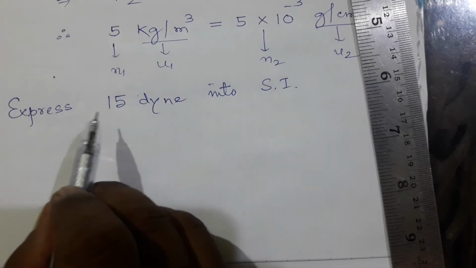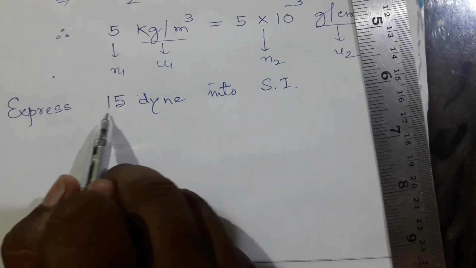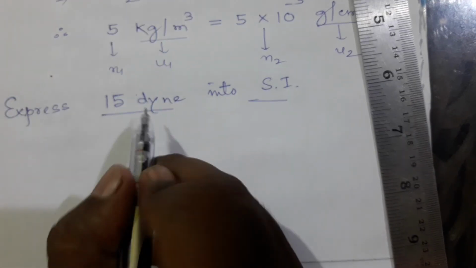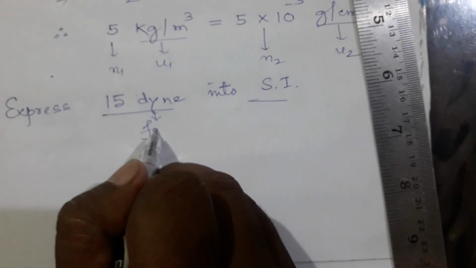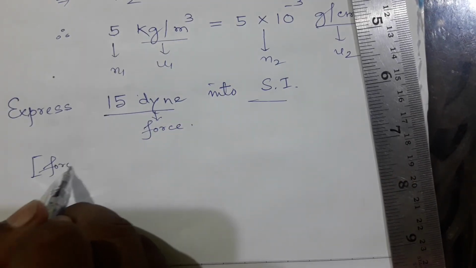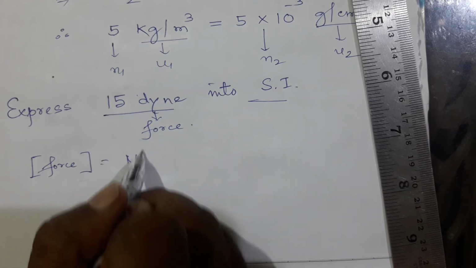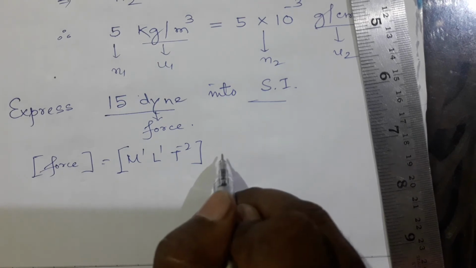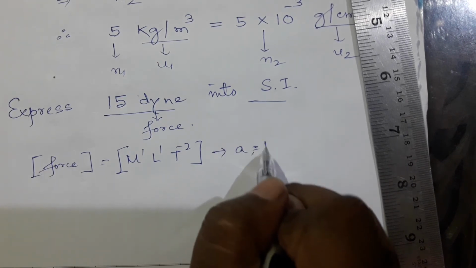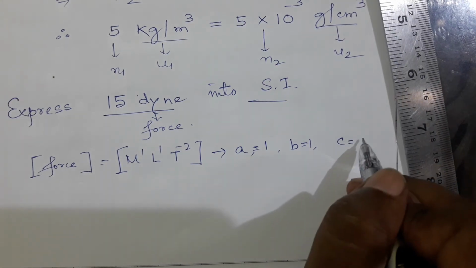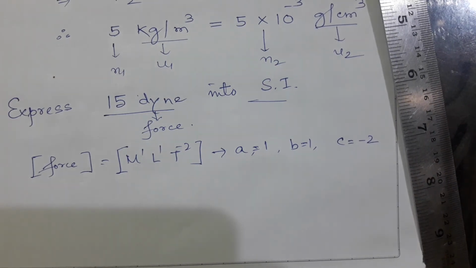Sometimes you may get a question like this: express 15 dyne in SI. Now what is dyne? Dyne is a unit of force. So you have to find the dimension of force. Now what is the dimension of force? M1, L1, T minus 2 is the dimension of force. That implies A is 1, B is 1 and C is -2.